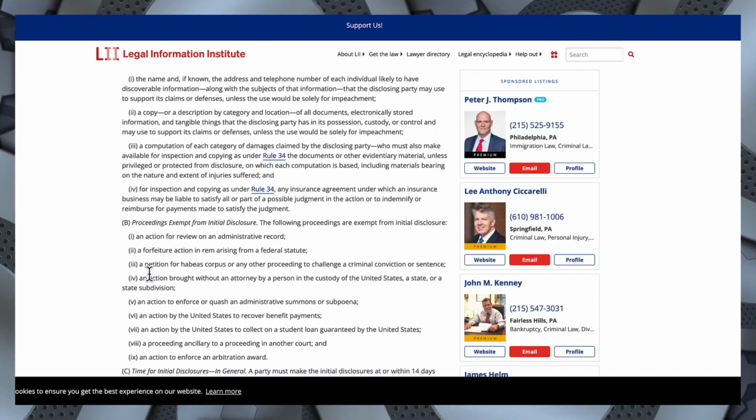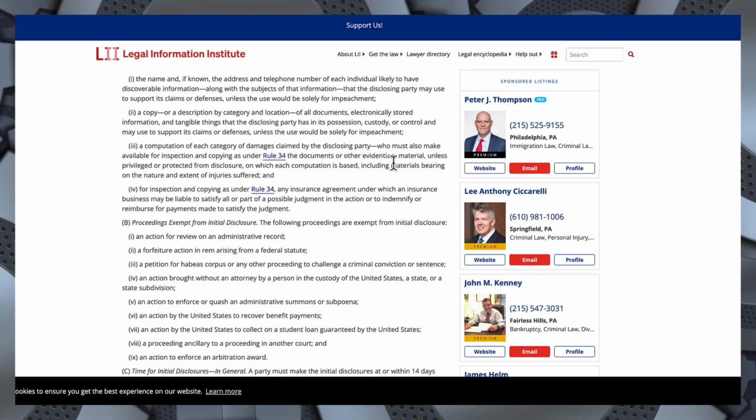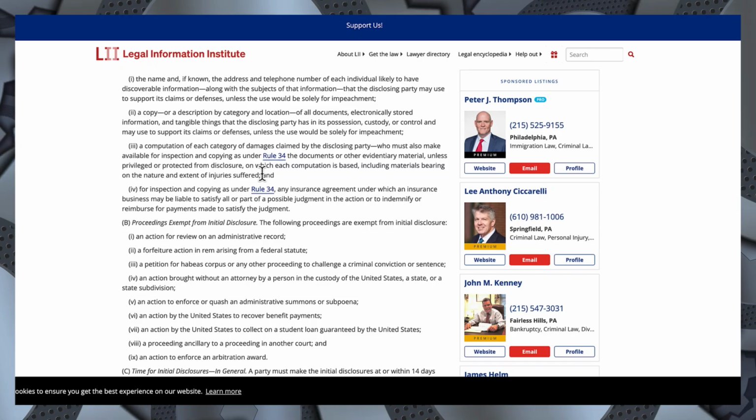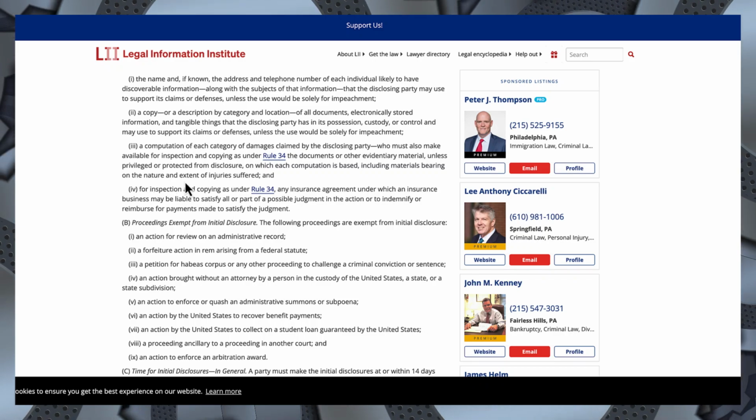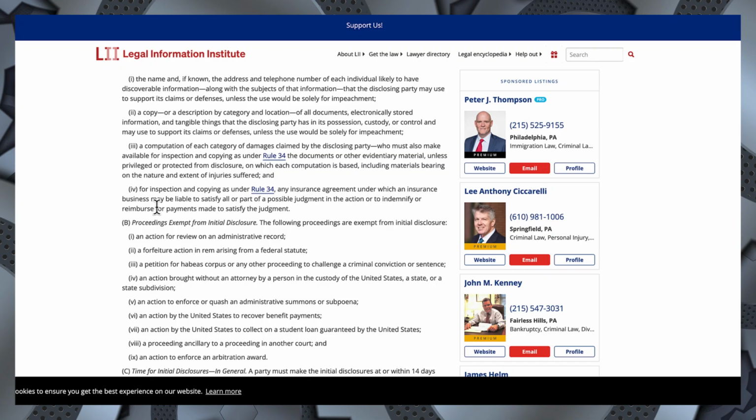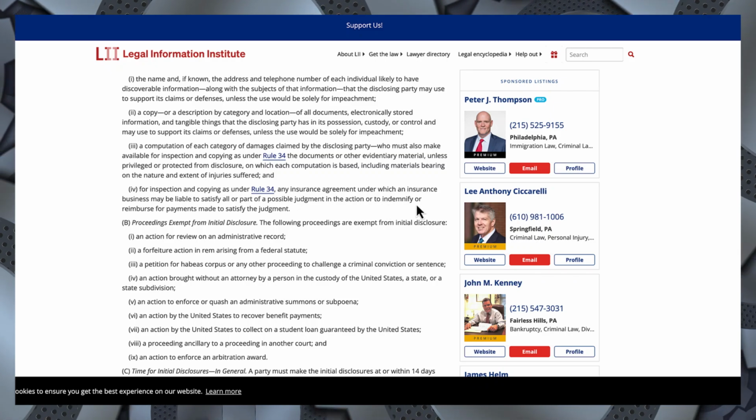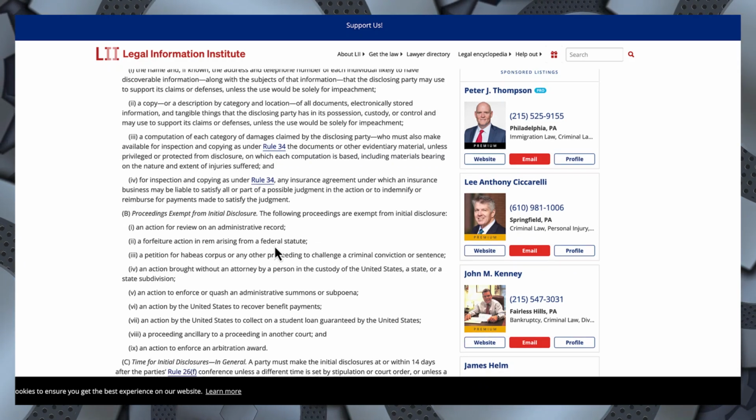A computation of each category of damages claimed by the disclosing party, who must also make available for inspection and copying, as under Rule 34, the documents or other evidentiary material, unless privileged or protected from disclosure, on which each computation is based, including materials bearing on the nature and extent of injuries suffered, and for inspection and copying as under Rule 34, any insurance agreement under which an insurance business may be liable to satisfy all or part of a possible judgment in the action, or to indemnify or reimburse for payments made to satisfy the judgment.